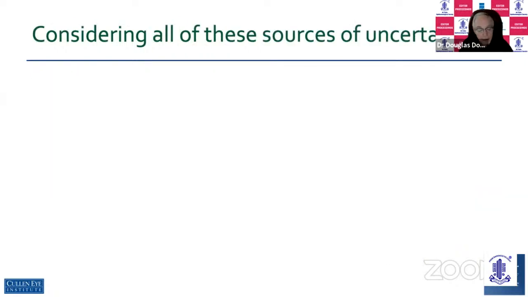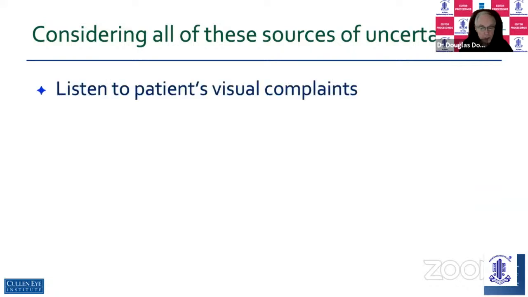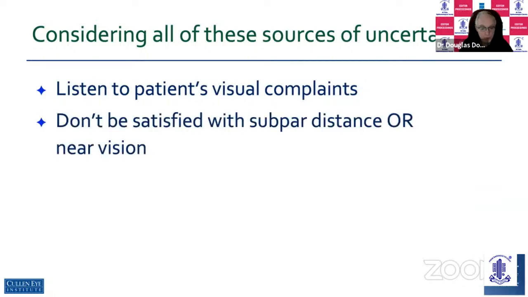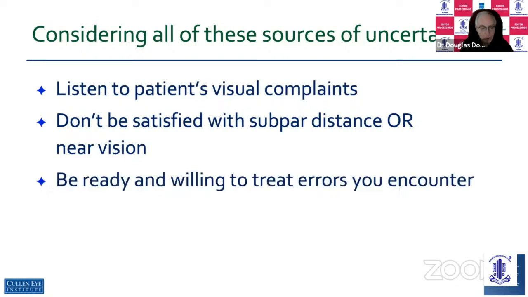So looking back then, thinking about our toric IOL patients, I think it's going back to the patient, him or herself. It's really important to hear patients' visual complaints postoperatively. And we have to learn, of course, to be not satisfied with subpar distance or near vision in these patients. We have spherical error, we have astigmatic error. And one thing we may not have a chance to cover, but of course it's so important, is to be willing and ready to treat any errors you encounter. And I want to thank you for your attention and for the real honor of speaking to all of you today.